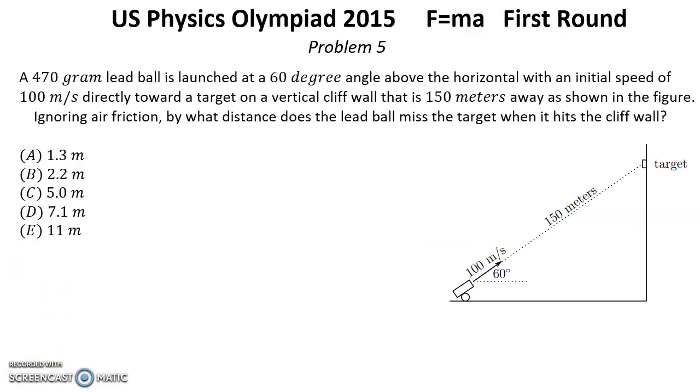Problem number 5. A 470 gram lead ball is launched at a 60 degree angle above the horizontal with an initial speed of 100 meters per second directly toward the target on a vertical cliff wall that is 150 meters away as shown in the figure.